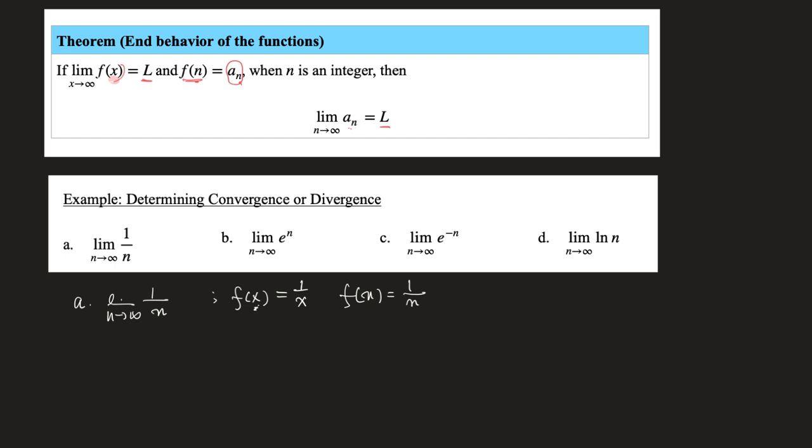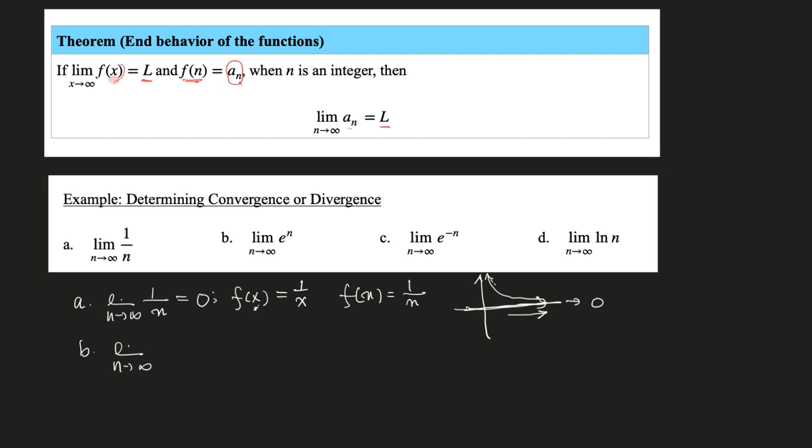If you know the end behavior of the natural function 1/x, I'm going to sketch it here. This one is always positive. As x approaches infinity, going in this direction, the function approaches this horizontal line, which is 0. So this limit is going to 0. The end behavior gives the limit of the sequence too. Okay, let's go to B.